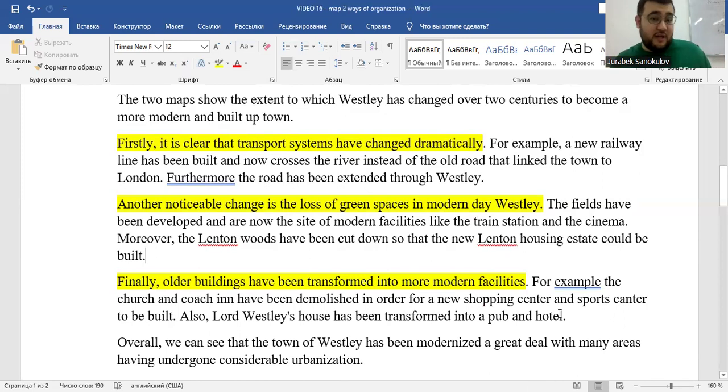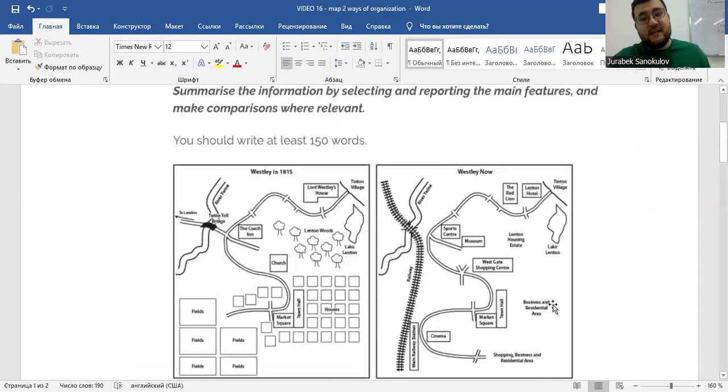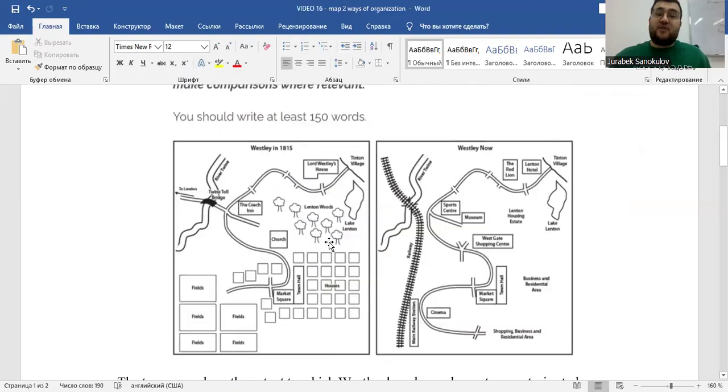And I don't do it myself personally because I know that it's going to be difficult. So if you think that you can do this with some practice, you're welcome to do it. But if you think that it's difficult, like I do, then you don't have to. In that case, you're going to talk about the first map in the first body paragraph, and you're going to talk about the second map in the second body paragraph. And that's going to be a principle.